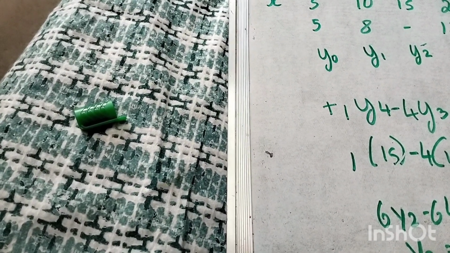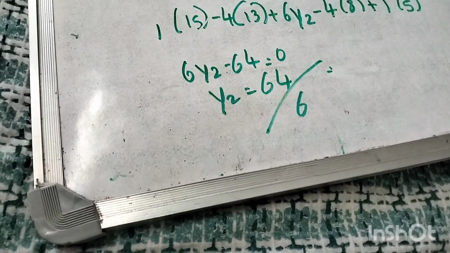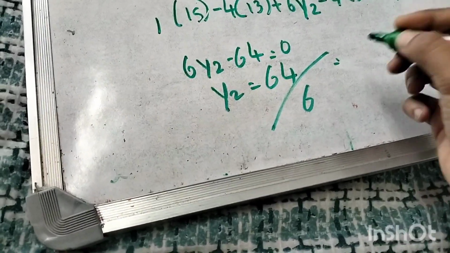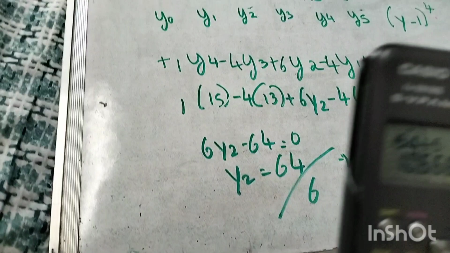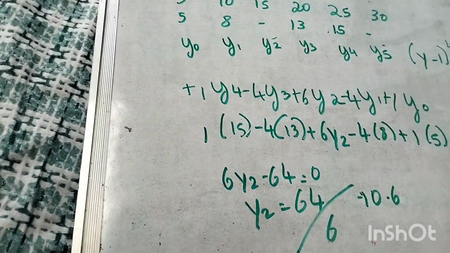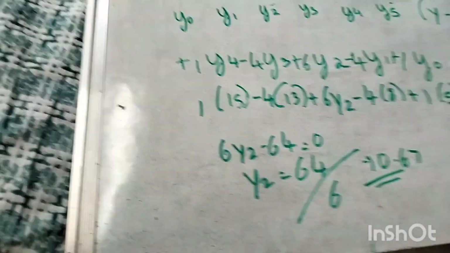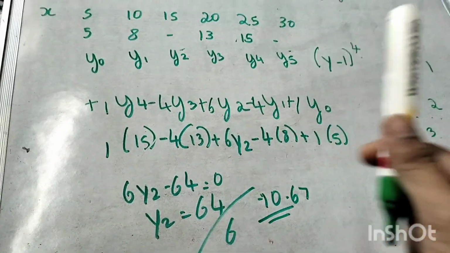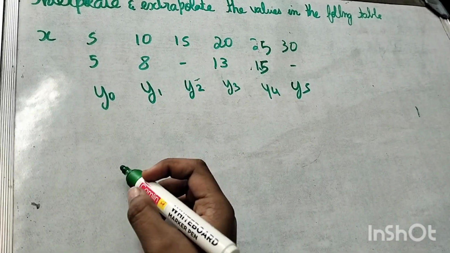64 divided by 6. Okay, you do that on the calculator and you get 10.6666. So any number after 5 should be rounded off to the next number. So I'm just going to take it as 10.67. So now we have found out the value for y2. Next we need to find out the value for y5.